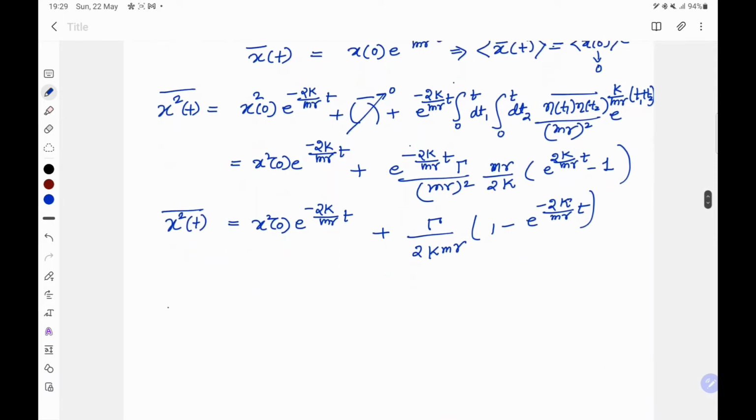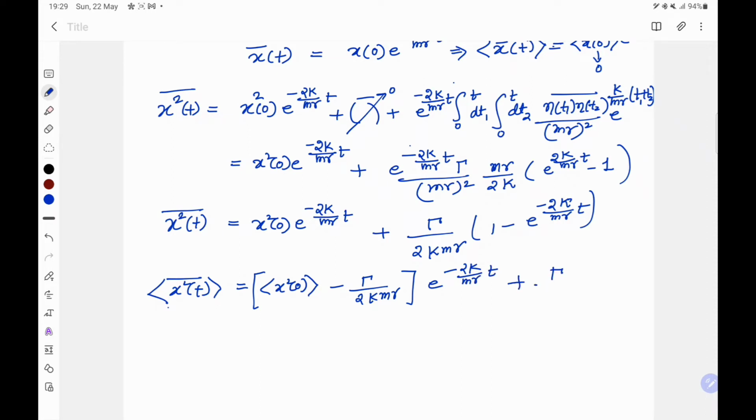Now if we average over the ensembles, yes, you can say ensemble, because we are actually averaging over all initial conditions of this x0, we get x0 square average e to the power minus 2 kappa over m gamma t plus gamma. We can write it more beautifully: minus gamma over 2 kappa m gamma e to the power minus 2 kappa over m gamma t plus gamma over 2 kappa m small gamma.